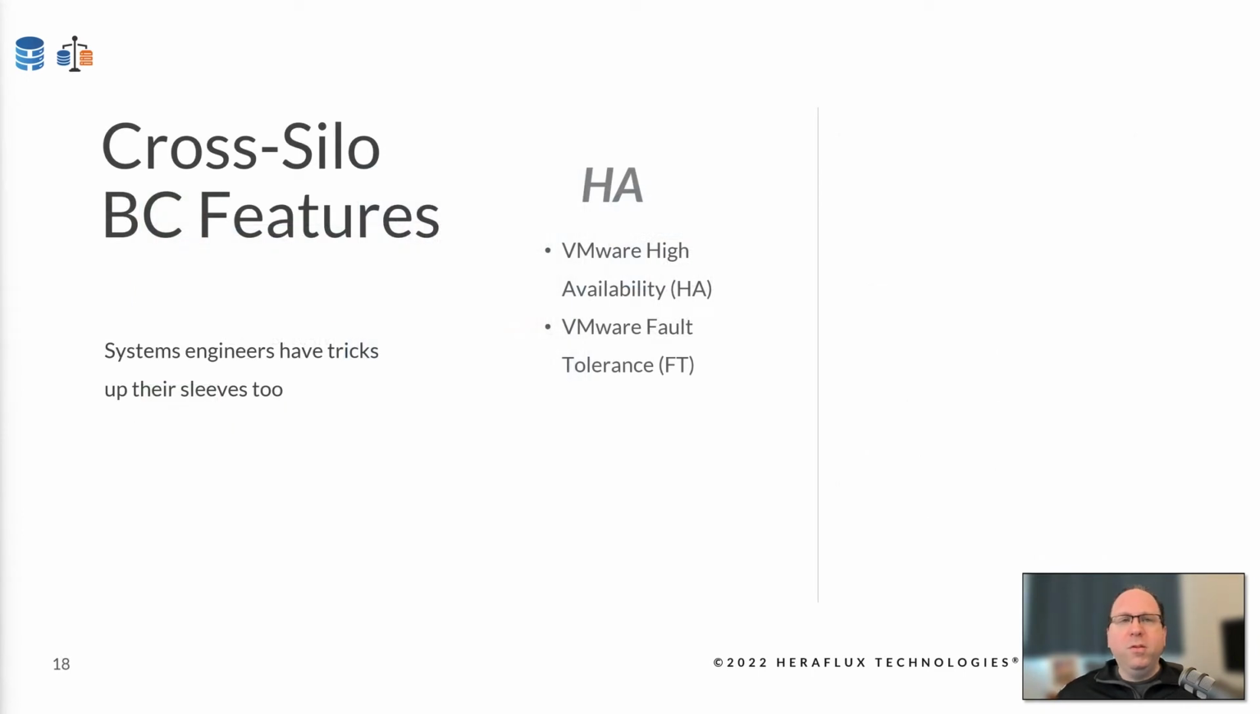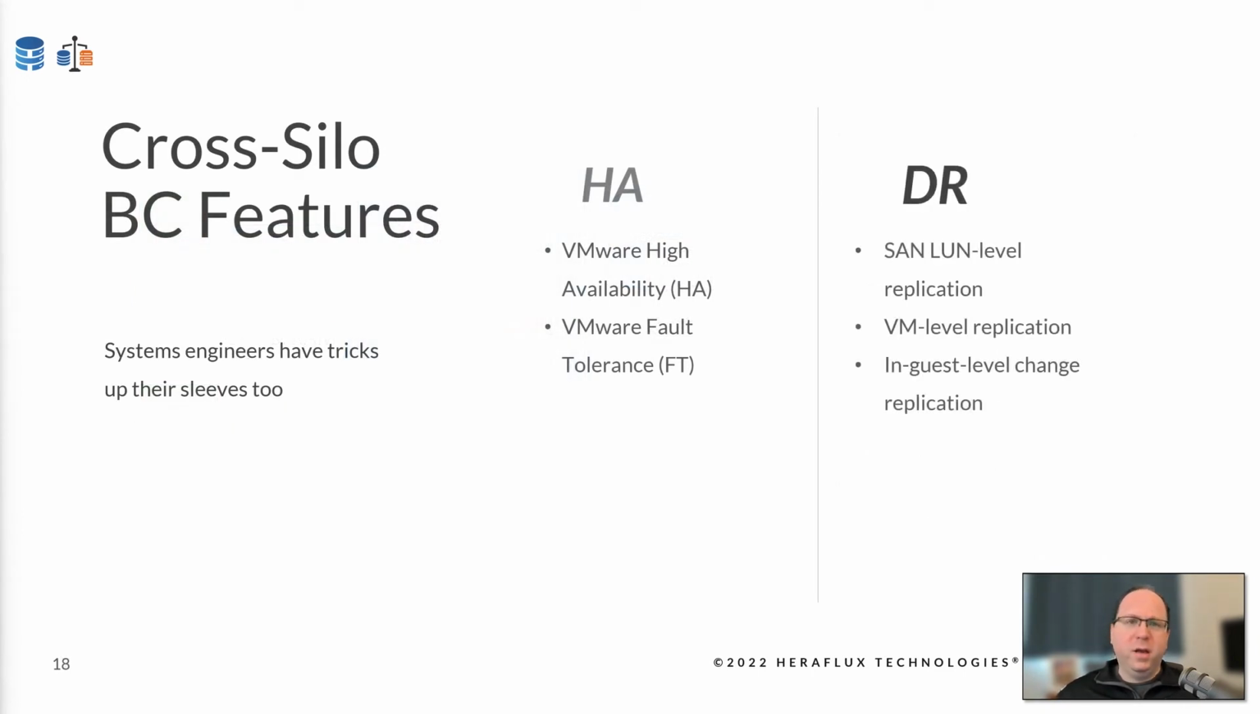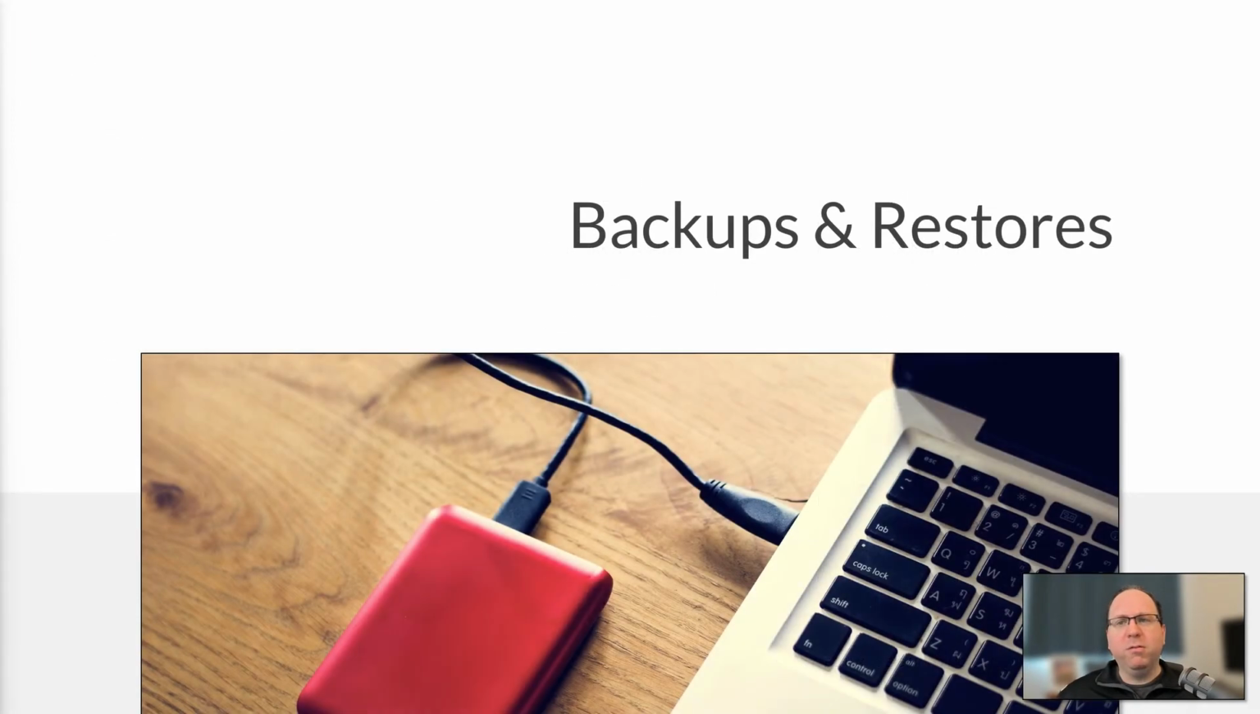So when we start looking at disaster recovery options, we have SAN level LUN replication, we have VM level replication, we have in-guest level change block replication. You can also do things like copy backups and stuff like that. But where do we stand from a database engine? What's better at the database versus the infrastructure underneath it? So we're going to dive into these three different areas and really look at what the options are.